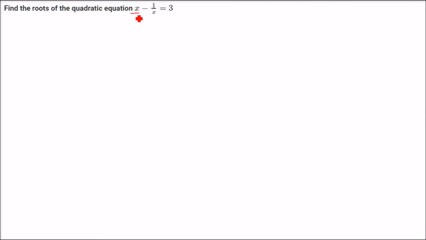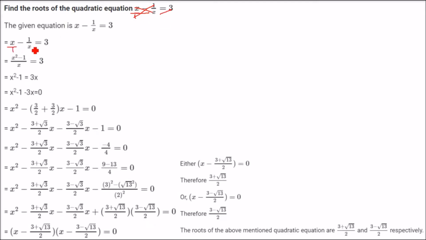Find the roots of the quadratic equation. So this will be x square minus 1 equal to 3x, because x will remain like this. So we have x square minus 1 by x, so this will be 3x. So x square, bring it here, x square minus 3x minus 1. So what we are trying to do here is, first of all, x square minus 3x minus 1 equal to 0.